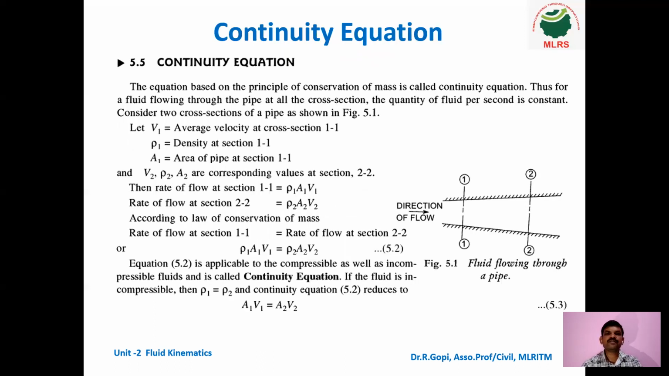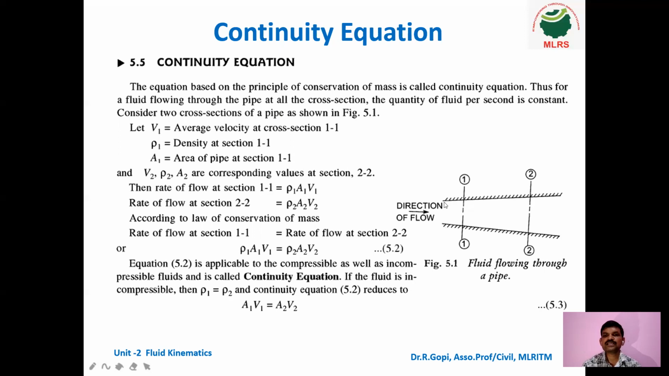Next, the continuity equation. This equation is mainly used to calculate the discharge in a pipe at different places. What do you mean by continuity equation? The equation based on the principle of conservation of mass is called the continuity equation. Thus, for a fluid flowing through the pipe, at all the cross sections the quantity of fluid per second is constant.